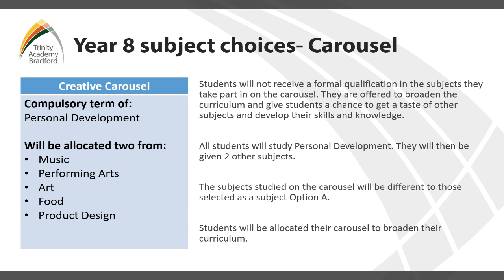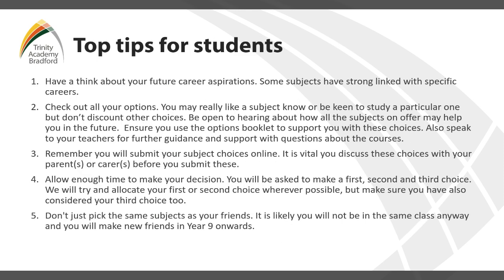This is in order to broaden their curriculum. They're not going to receive a formal qualification in these subjects that they take part in on the carousel. They will also have a 12-week personal development section of their carousel, which mainly covers the Duke of Edinburgh qualification. Students will be allocated their carousel option, but it will be different to the subject that they have picked in their option A.